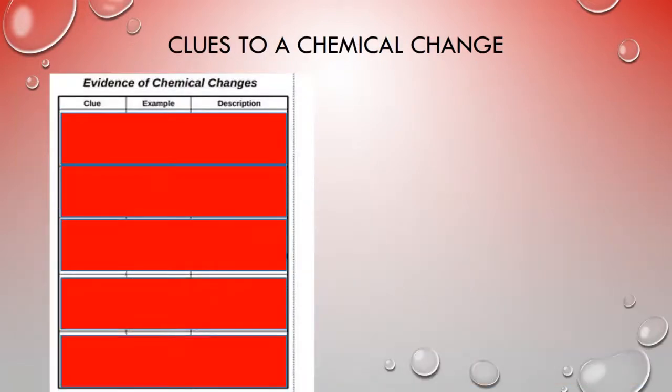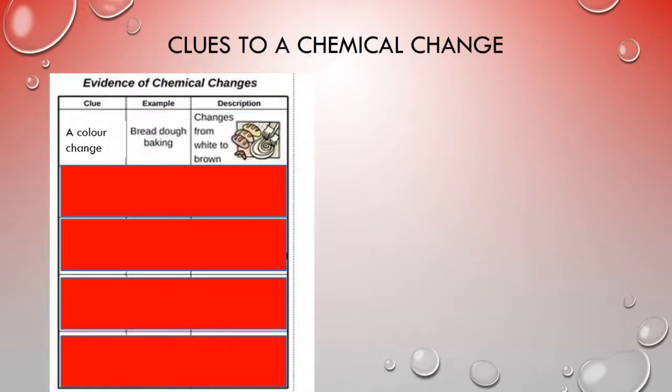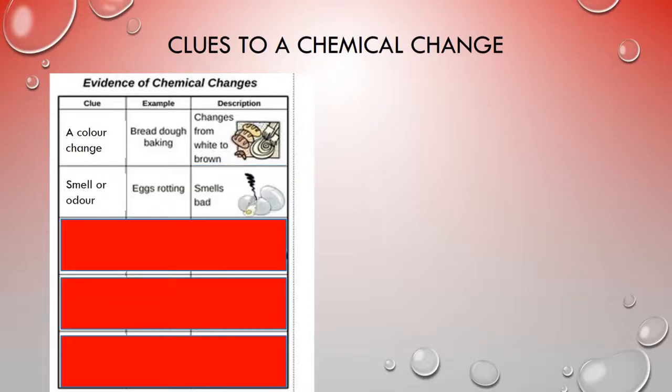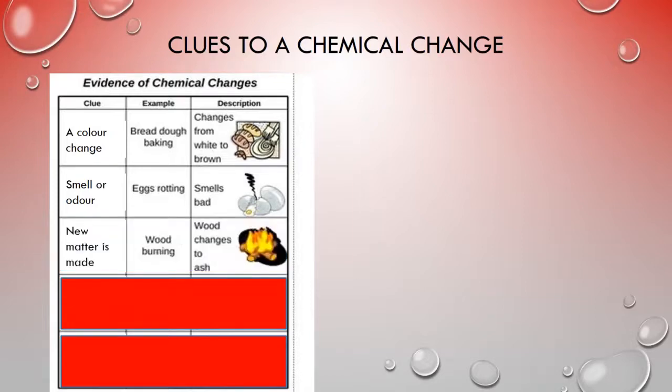Let's look at some of the clues for a chemical change. Firstly, there could be a color change. For example, you bake dough into bread. It changes from that whitey color to brown, and there's that delicious smell. So there's an odor as well. That's the second clue. So the second clue could be a smell or an odor. For example, eggs rotting. That is a chemical change. That bad smell is due to a chemical change.